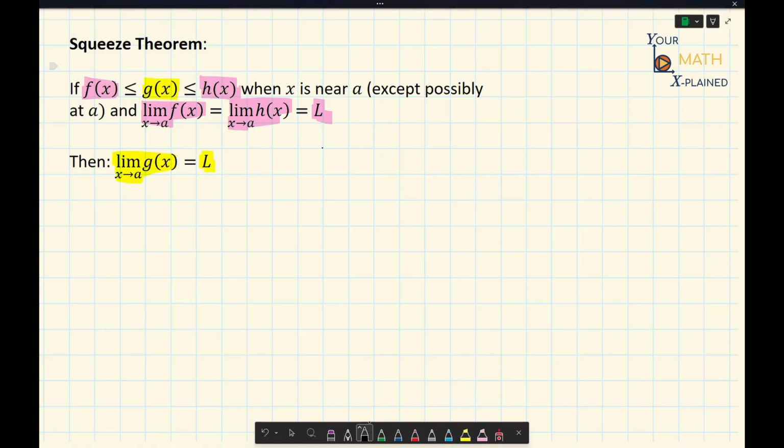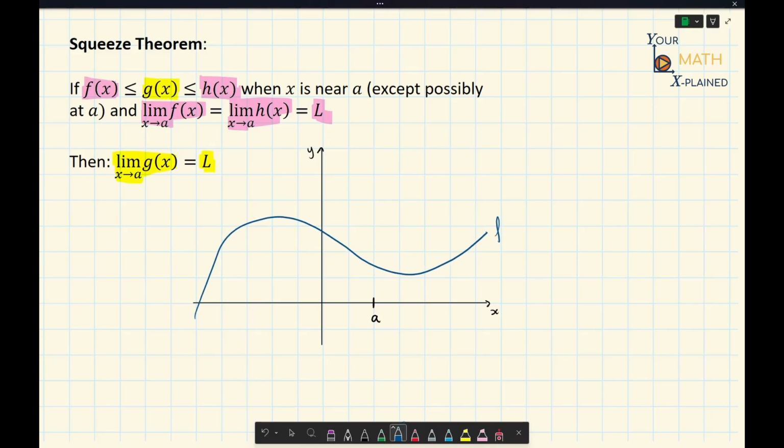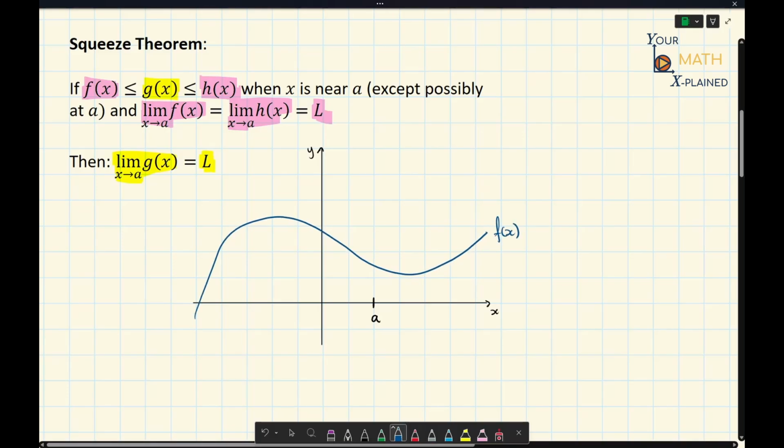So we're going to demonstrate what that looks like with a diagram. So let's say we have our x and y axes here. Now we only care about the behavior as x approaches a. So let's say that a is right over here. Now we're going to have some random function f of x. So let's say it looks something like this. So this is our f of x. And then we're going to have another function h of x.